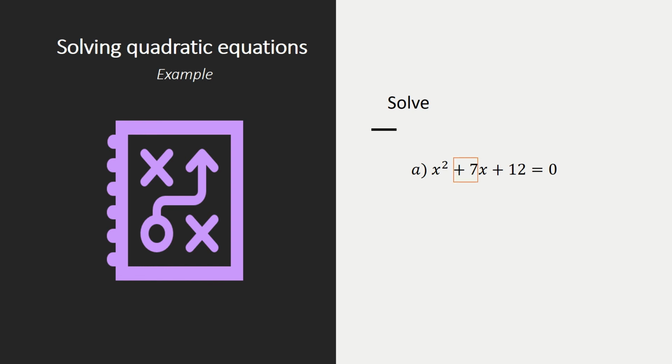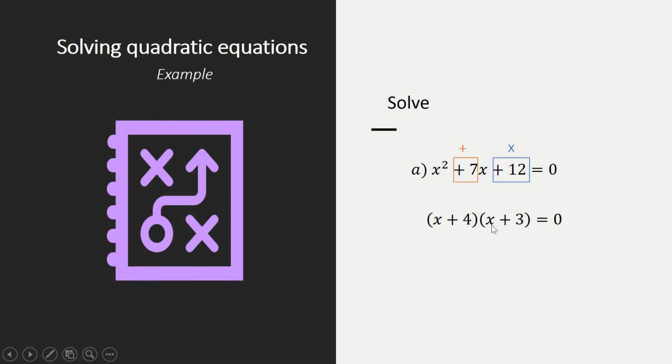So first of all, we need to know what the sum is. And the sum is in this case plus 7 because it's the number before the letter. The product is plus 12 because that's the only number that is there. So we need to find 2 numbers that when we add them, it will be 7, and when we multiply them, the answer is 12. So I know I need to find the numbers 4 and 3 because 4 plus 3 equals 7 and 4 times 3 equals 12. So now I know that I've got the correct answers. Again, do not forget to copy the equals 0.